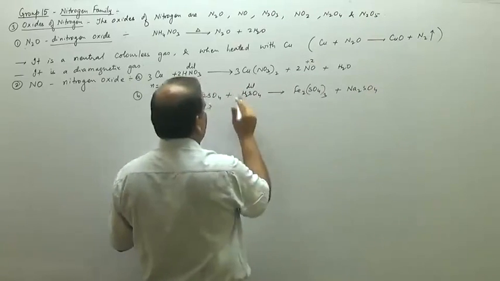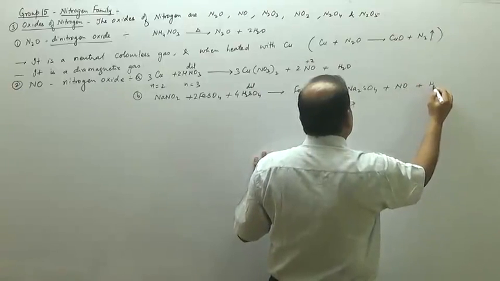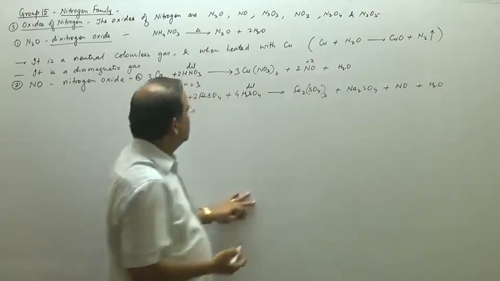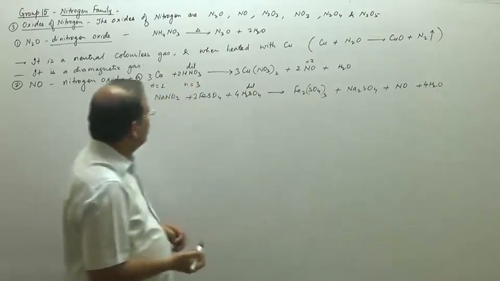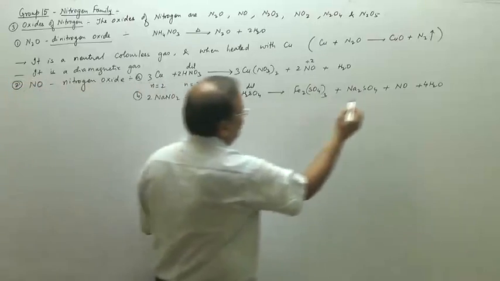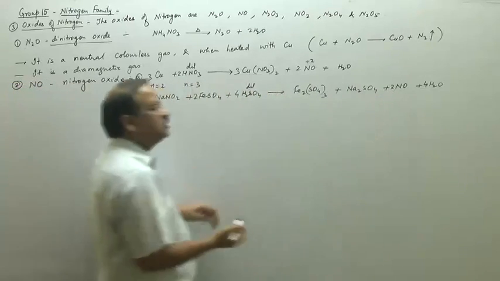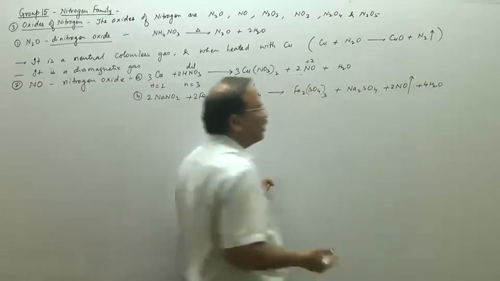So I require one more H2SO4 in this, plus NO plus H2O is formed. That is how we get the product of the reaction, and we get 4H2O. Twice of NO is formed in the reaction, so that is how you get the nitrogen oxide gas in this case.